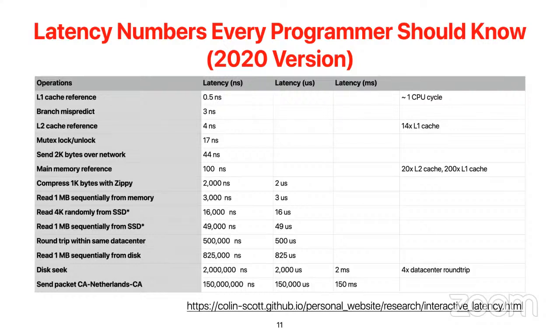And if you want to send a packet from California to Netherlands, I have no idea why they use the Netherlands here. Maybe that's where the author is from, but it would take 150 milliseconds. So that's the whole picture of the latency numbers every programmer should know, and you should keep this table in mind, because later on we are going to ask you to do a lot of estimation on performance, and if you don't have this picture in mind, you will have no idea why this would take this long.